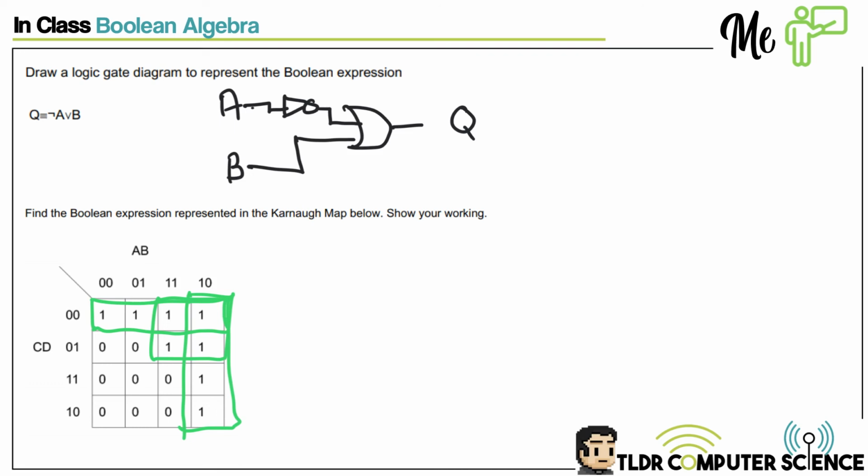So we're looking for what stays the same and what changes. So this one here is not C, not D. Or, which one do we want to do? Let's do this one down here. A and not B. Beautiful.